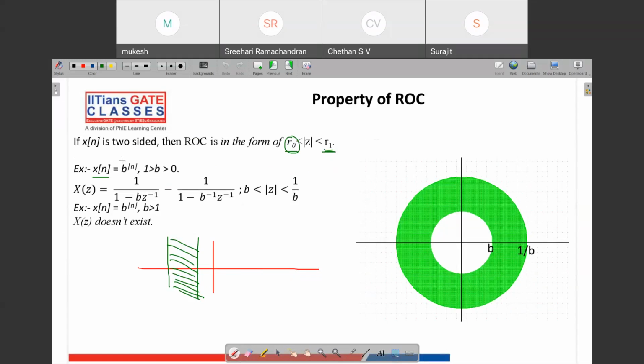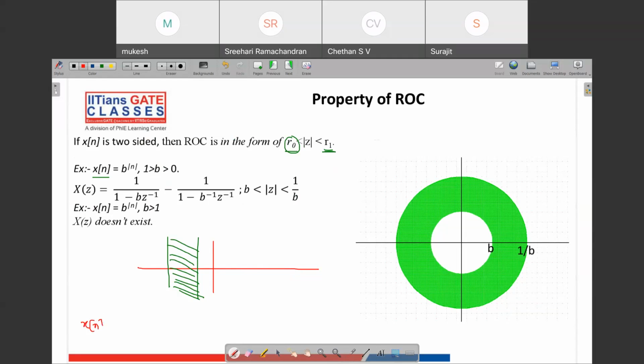Okay. So for this one, x[n] equals b to the power mod of n. Let's say we want to calculate the Z transform. So here we have mod of n. What I will do is divide this into two parts: one is n greater than or equal to 0, the other is n less than 0. And I will use the mod property.